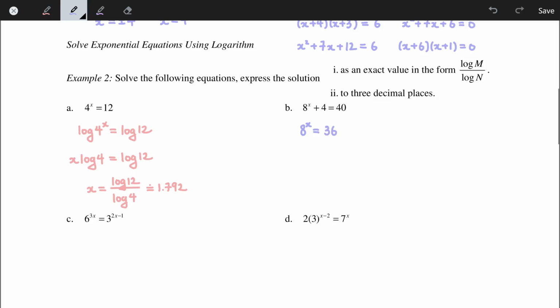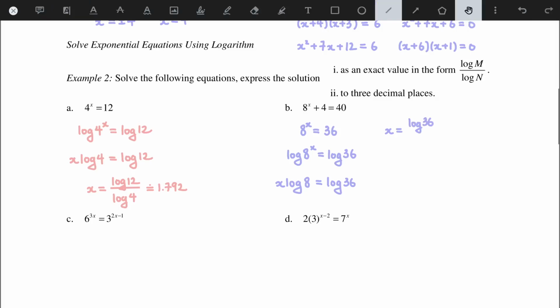We can then take the logarithm of both sides, just like in example A. So log 8 to the x power is equal to log 36. From there, once again, we use the power law to move the x. And finally, we divide the two logarithms to isolate x by itself. So x is going to be equal to log 36 divided by log 8.